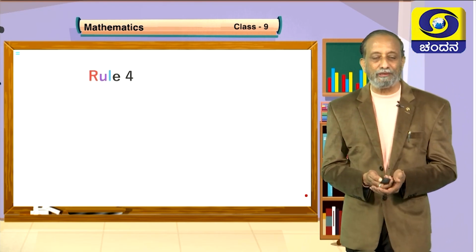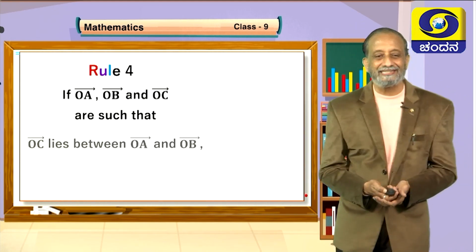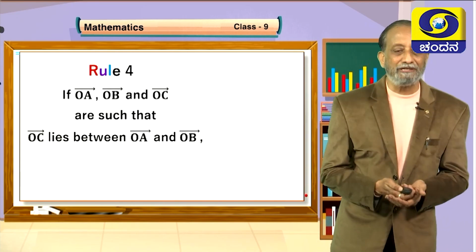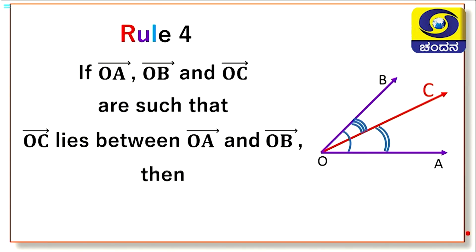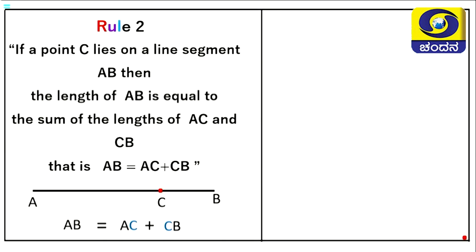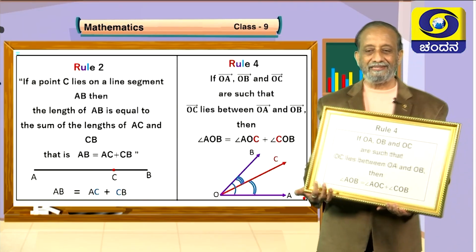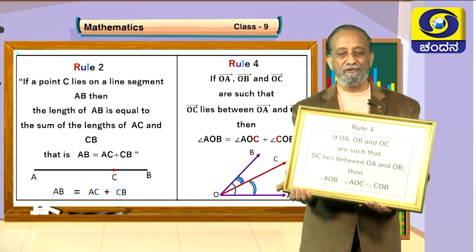So, can we state rule number 4 like this? If ray OA, ray OB and ray OC are such that ray OC lies between ray OA and OB, observe the figure, then angle AOB is equal to the sum of angle AOC and angle COB. Let us try to compare rule number 4 with rule number 2. Better you compare rule number 2 and rule number 4. Rule number 2 is about the addition of two line segments. Rule number 4 is the addition of the two angles. So, this is our rule number 4.